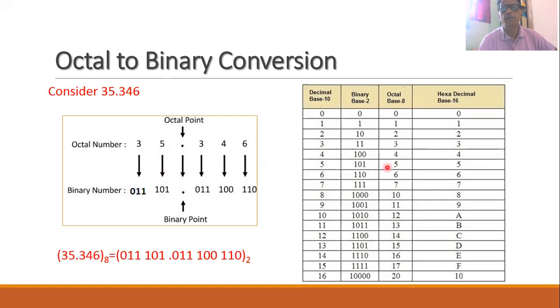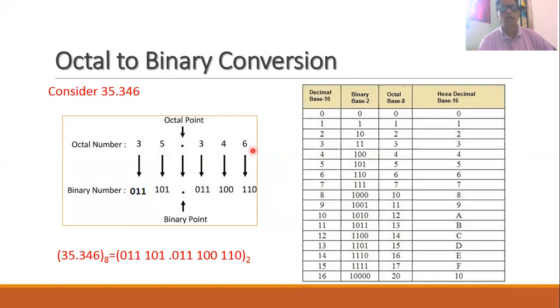When you refer to the table, you will find that the octal 5 has the equivalent binary 101. Similarly, I will write the 3-bit binary number for the octal number 3, and it is 011. From this table, you can easily see that this number is 11, but since we want to write 3 bits, we will put a 0 here and it will be 011. Similarly, for this 3, the binary equivalent will be 011. For this octal 4, the binary equivalent will be 100.